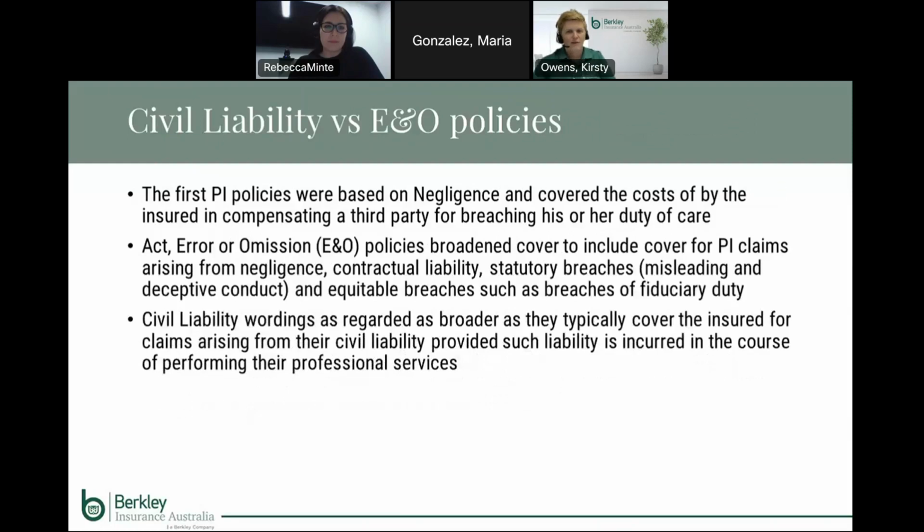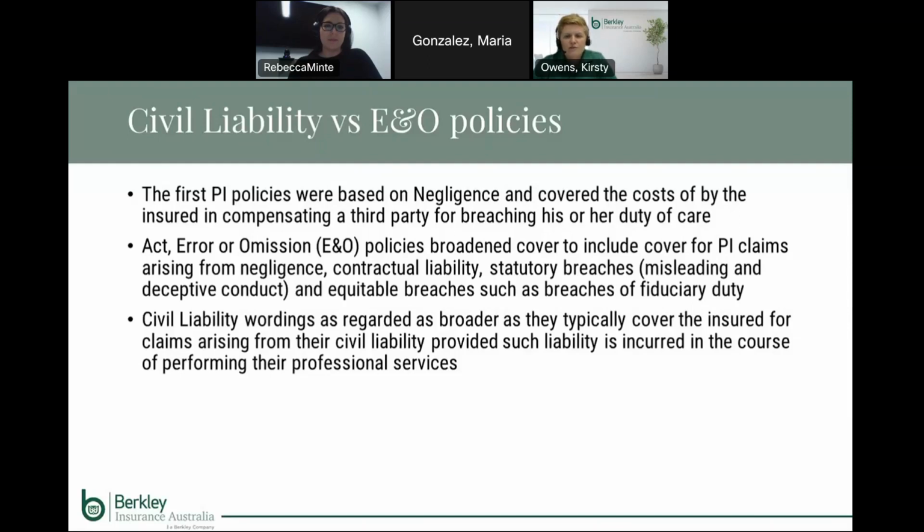Now, turning to the history of how PI policies have developed. So the first policies were negligence-based, and they generally only covered losses where it was shown that the insured owed a duty of care to the claimant, that they breached that duty, and that breach caused a loss to the claimant. Then act, error or omission policies broaden this cover to also include contractual liability, statutory breaches, this includes things such as misleading and deceptive conduct, and breaches of fiduciary duty and breaches of trust.